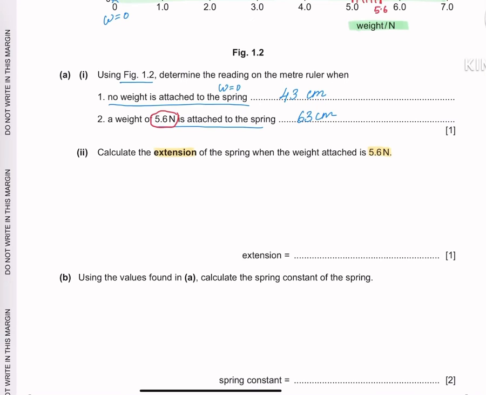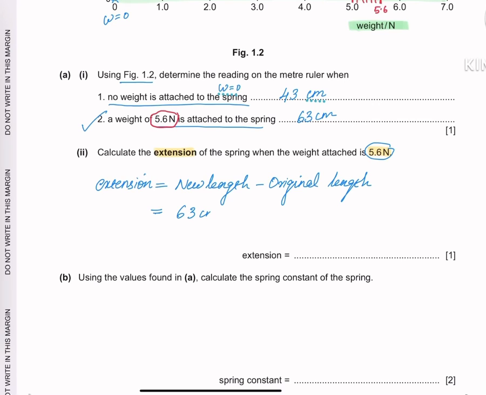In order to calculate the extension, we can use the equation: extension is new length minus original length. The new length is the length of the spring when the 5.6 Newton weight is attached, and that we already have in the previous section, that is 63 centimeter. The original length is the length of the spring when the weight was 0 Newton. We have already calculated that in the first section, that is 43 centimeter. Therefore, the difference is 20 centimeter. Hence, the extension is 20 centimeter.